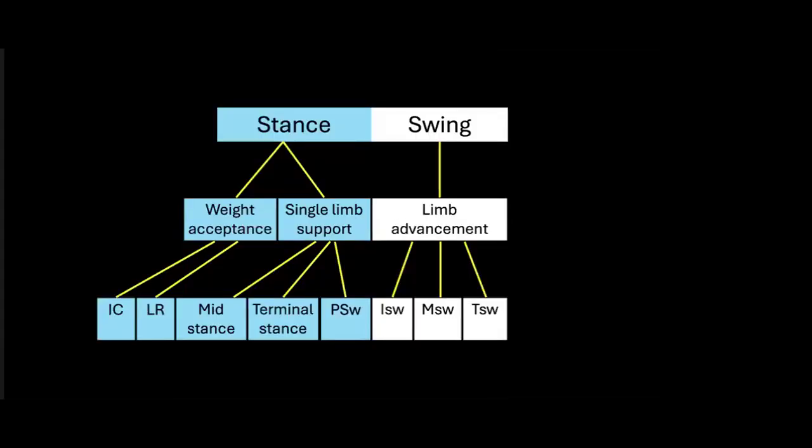So to summarize, there are two main periods of the gait cycle, the stance and the swing. Stance has to do with weight acceptance and single limb support. Swing has limb advancement. So weight acceptance is initial contact and loading response. Single limb support is mid stance, terminal stance, and part of the pre-swing. Limb advancement is accomplished through initial swing, mid swing, and terminal swing.